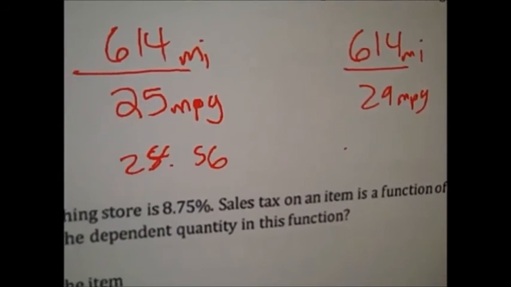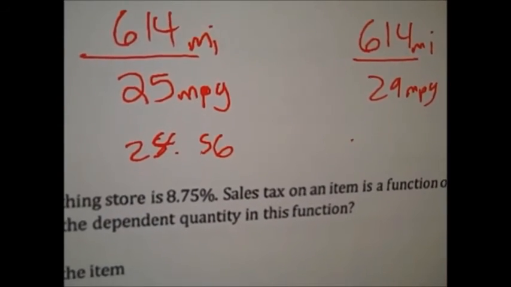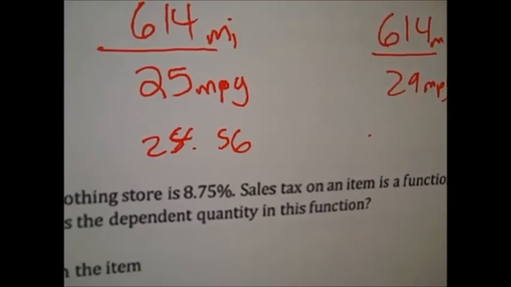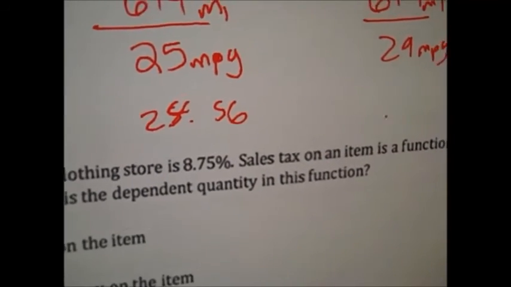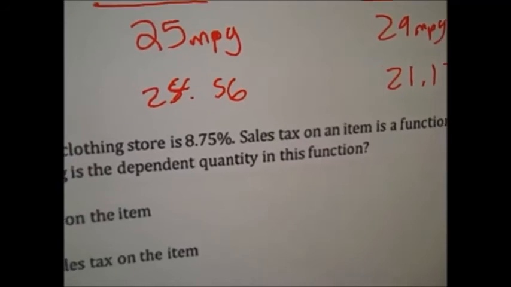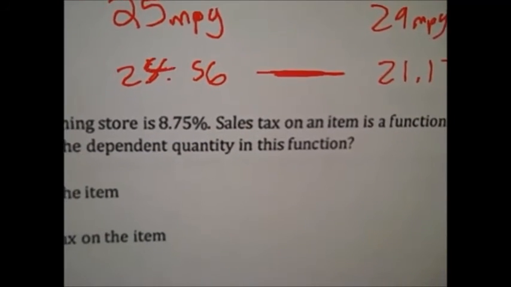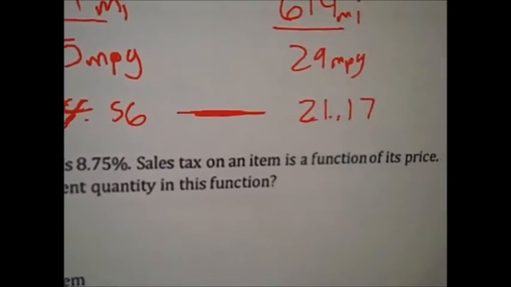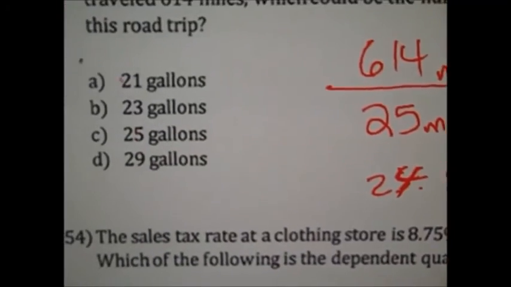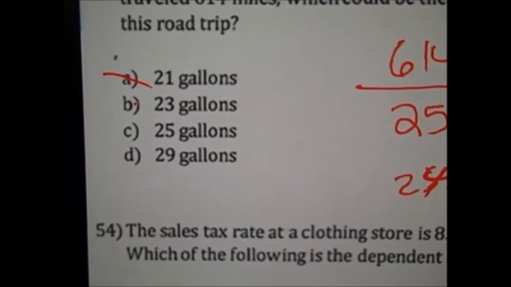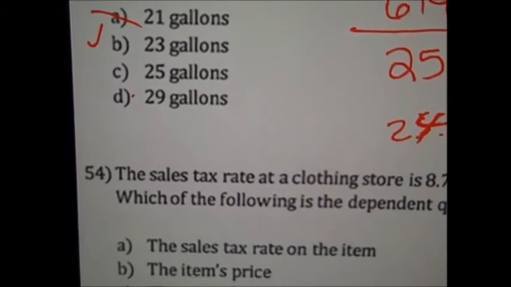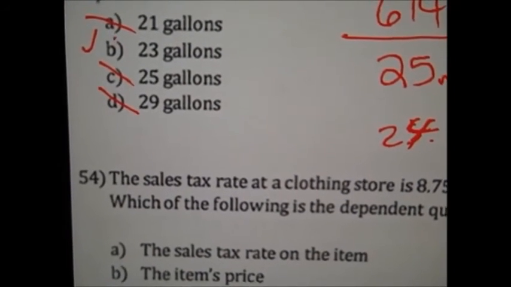614 divided by 29 is about 21.17. This is your range right here. The gallons of gas will be in between this range. And 21 is outside the range, 23 would be inside the range, 25 is outside, 29 is outside. B.